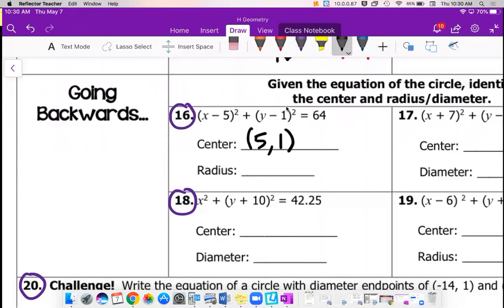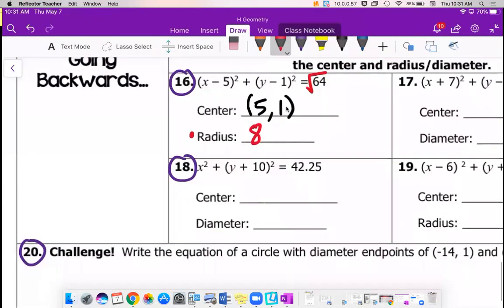And then in order to get the radius, you do the square root of the last number, whatever it's equal to. The square root of 64 is equal to 8, so your radius is 8. Okay, same thing down here. There's no number with x, so remember that tells us that it's a 0. So we have an x value of 0 at your center, and then this is a positive 10, so it switches signs to a negative 10.